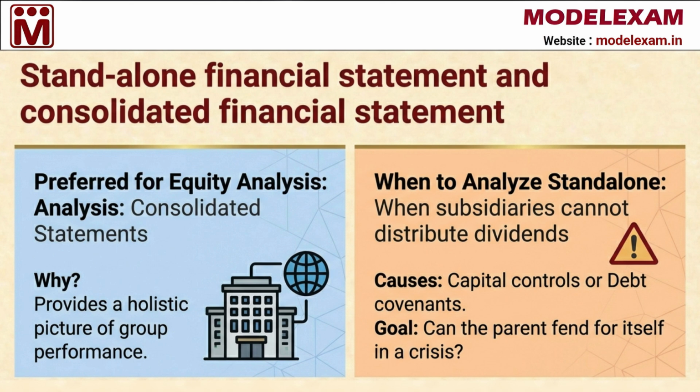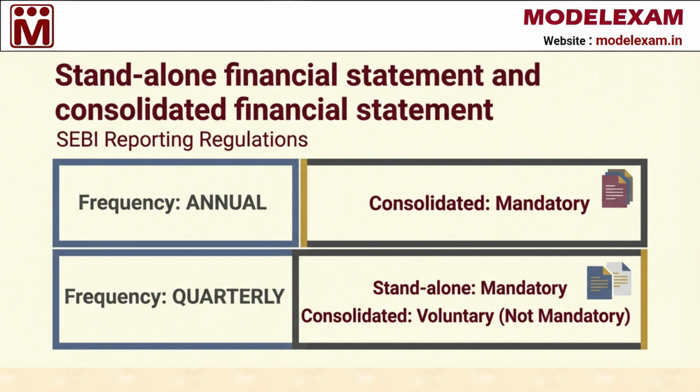For an equity analyst, the consolidated statement is generally preferred. Why is that? Because it provides a holistic picture of the group performance. However, there are times when you must analyze the standalone statement. This is important when subsidiaries cannot distribute dividends to the parent due to strict capital controls or debt covenants. In such a crisis, you need to know if the parent company can fend for itself using only its own cash.